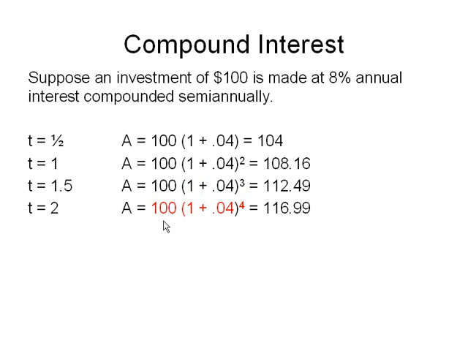If we do that for 2 years, that would be 4 compounding periods, so that would be 100, the original amount, times 1.04 to the 4th power. So the pattern here is each time you compound, you multiply by 1.04, so we get a higher and higher power. And that'll lead us to our formula for compound interest.